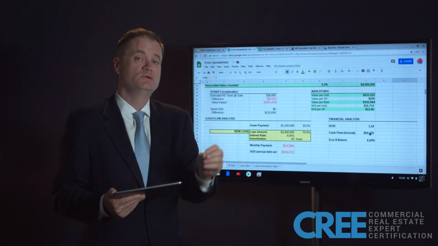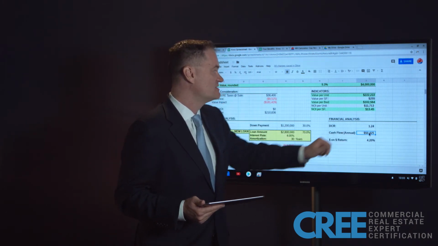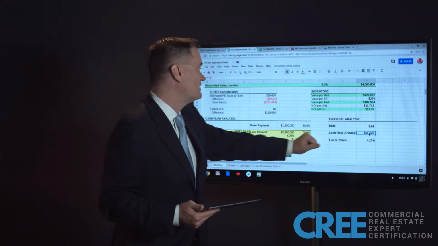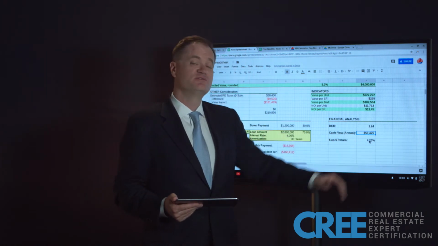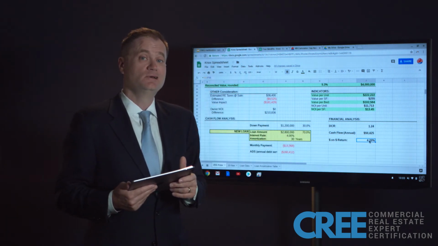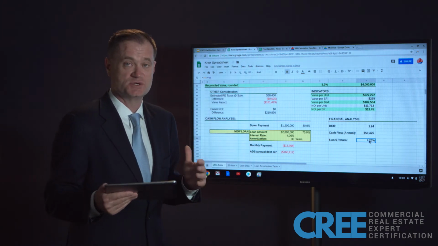And everything that we're doing is on an annual basis. So when we divide $50,425 into the 1.2 million, that equates to the 4.2% return on the investment. And that's it. That's the math to get cash on cash return.